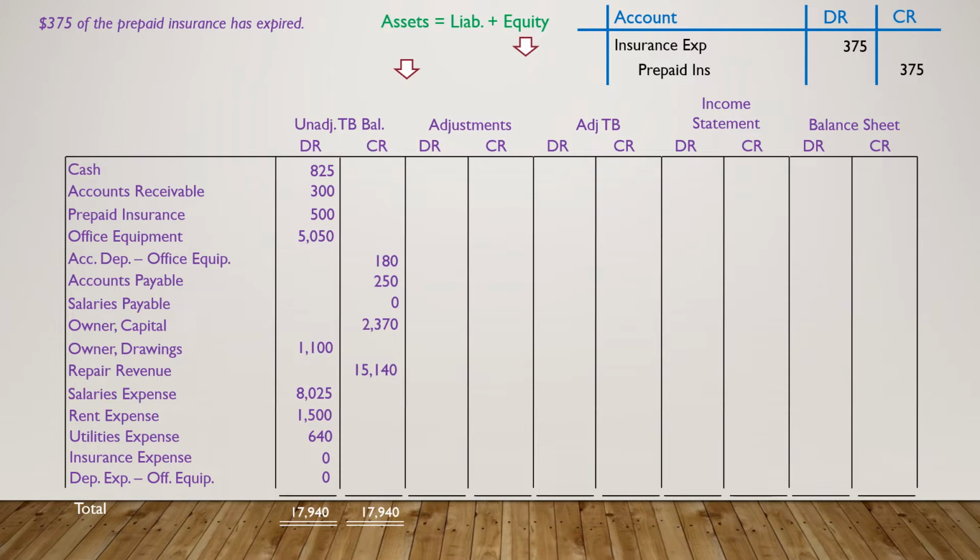After doing so, if your company uses a spreadsheet that shows both the unadjusted and adjusted trial balance, you would then post these adjustment amounts here as well. Consequently, prepaid insurance will end up with a $125 debit, and insurance expense will now have a $375 debit.